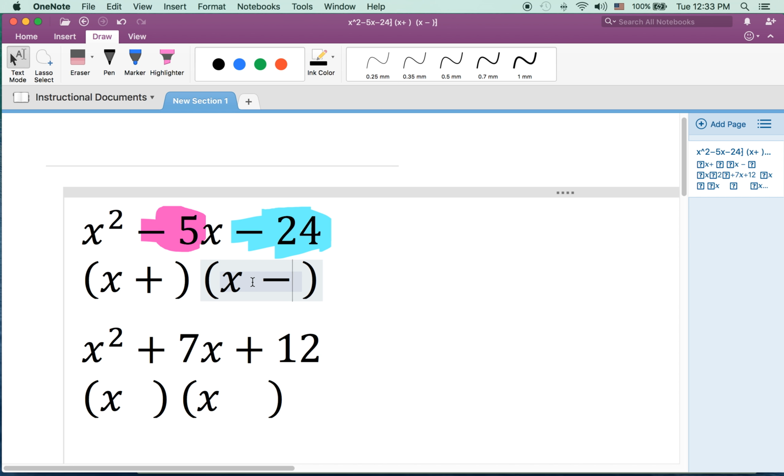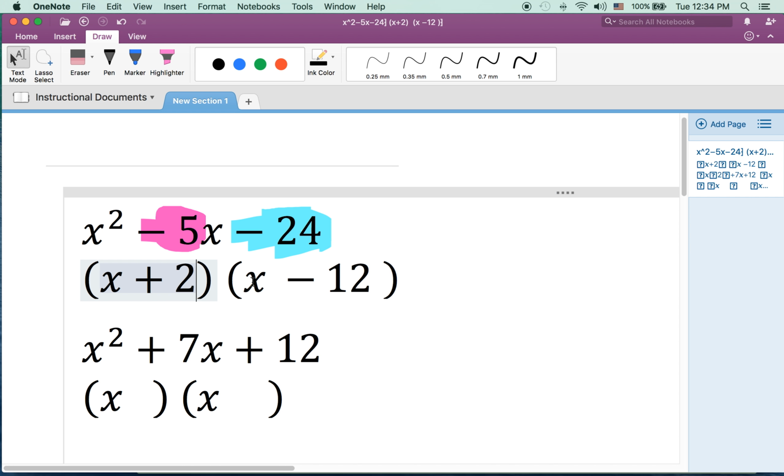So when we think about the factors, let's try some wrong ones. Let's try 2 and 12. 2 times negative 12 is negative 24. 2 plus negative 12 is negative 10. So negative 10 is not negative 5, so we'll have to try something different.